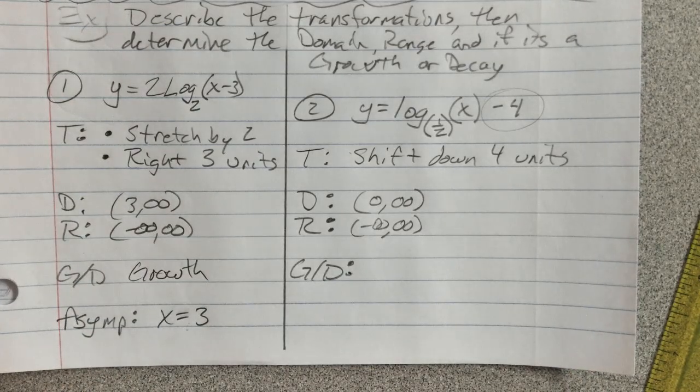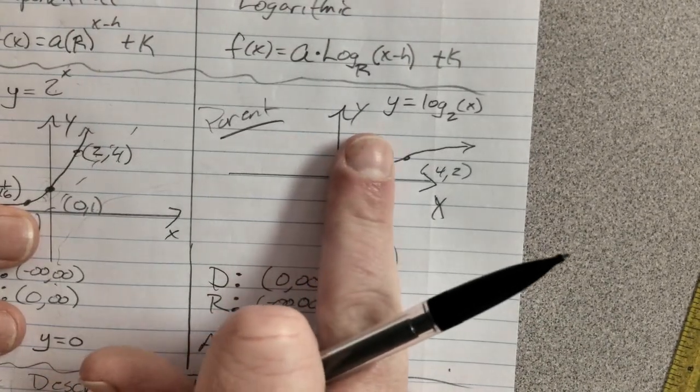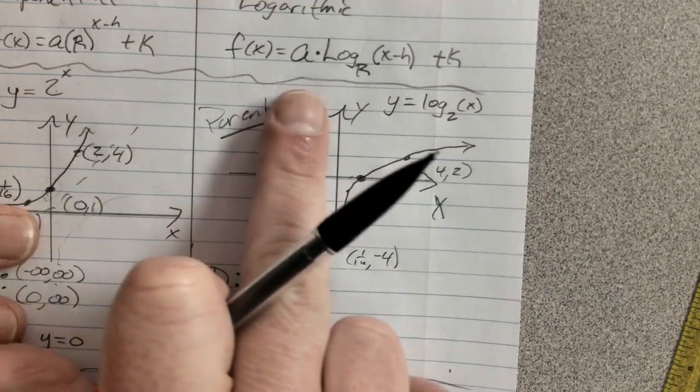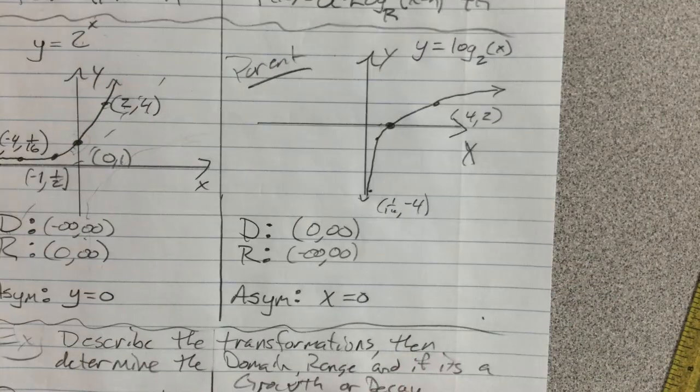All right, so growth or decay? Decay. How do you know? Because it's shifting down. No, if I take a graph that is growing and I shift it down, it's still growing. Oh. From left to right, is this graph getting bigger or smaller? Yeah, let's do a quick exploration here.